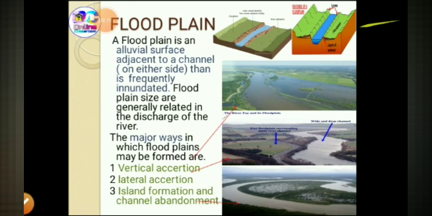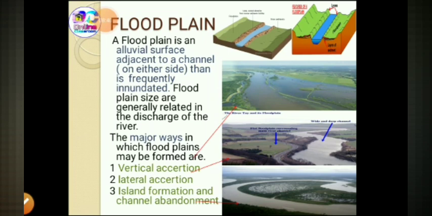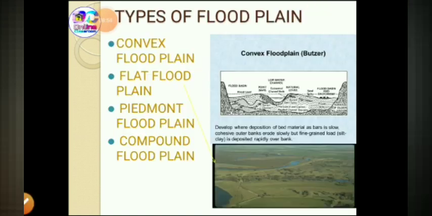Vertical accretion means the places where it has been formed vertically, and it is seen in these pictures formed vertically on both sides, while lateral accretion forms in a lateral manner. And in island formation, a river flows around an area, leaving the middle portion isolated from the rest of the areas, giving rise to an island, and it is channel abandonment. The next we have the types of floodplain, which consist of convex floodplain, flat floodplain, piedmont floodplain and compound floodplain.